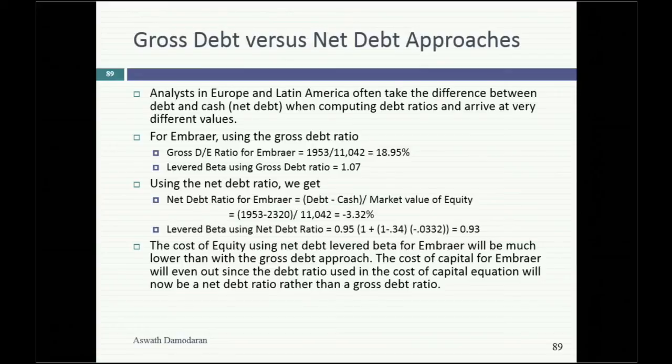So I prefer to treat cash as an asset for the moment and gross debt. But I'm not stuck on it. So if you insist on using net debt, I'm okay with it as long as you stay consistent all the way through. Any questions on net debt ratios?